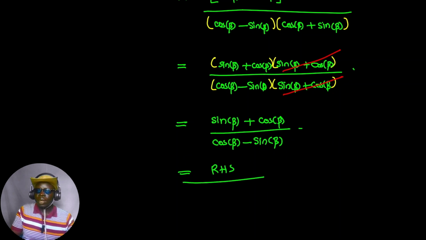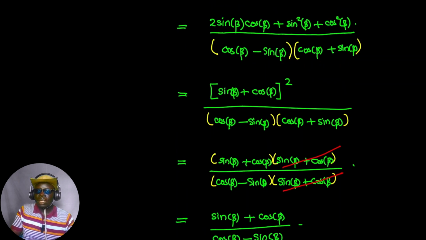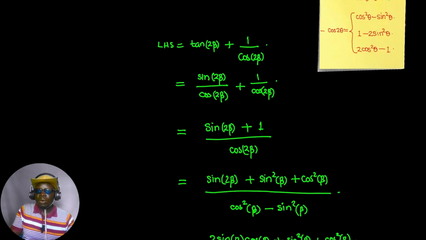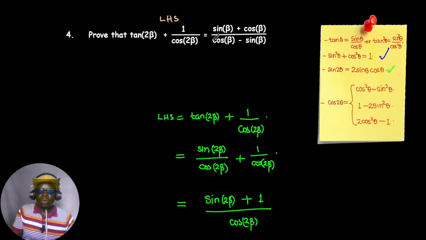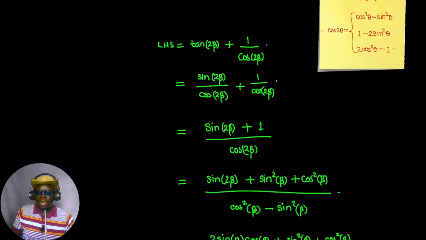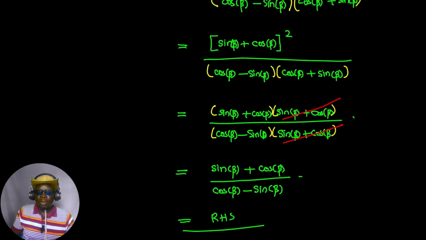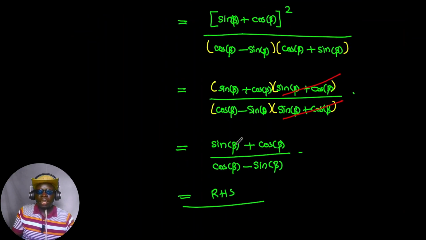Let's take a look once more to see that they exactly look the same. When you look at our question here, we have sine beta plus cos beta over cos beta minus sine beta, and indeed they agree with our solution here, sine beta plus cos beta over cos beta minus sine beta. As I mentioned earlier, also go ahead and take the right hand side, and try to work it out to see if you can obtain the left hand side.